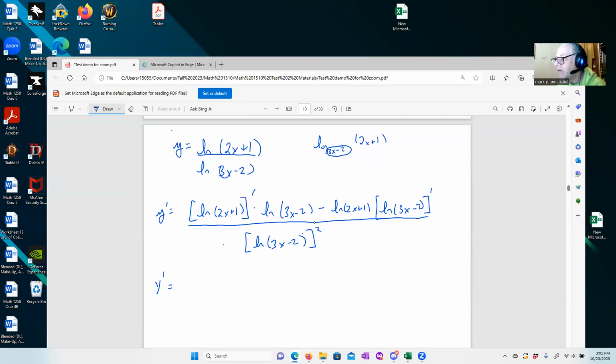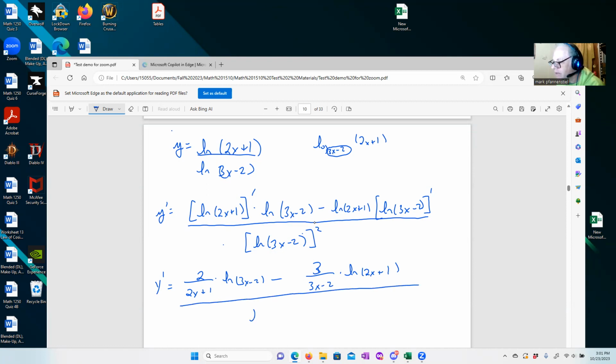Y tick equals, well, what's the derivative of natural log of 2x plus 1? This is going to be 2 over 2x plus 1. It's 1 over the u times its chain. Okay, times ln of 3x minus 2. Okay, minus, and then we're going to have this one. So we have 1 over 3x minus 2 times its chain, which is 3. And we have times ln 2x plus 1, all divided by natural log of 3x minus 2 squared.